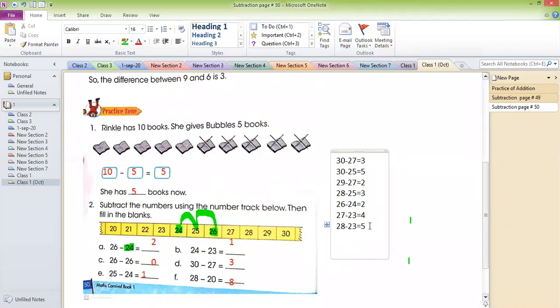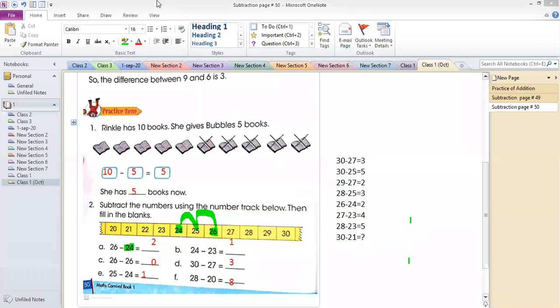Now if I ask you 30 minus 21 equals what? Arish, can you tell me 30 minus 21 equals what? Yes. 10. Sorry? 10. How 10? Look, this is 30. Go back to reach 21.